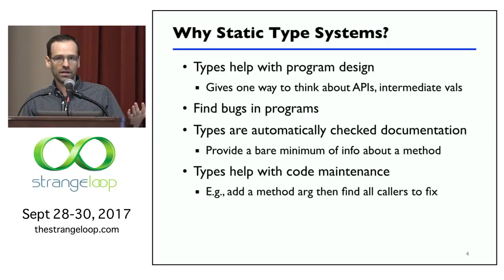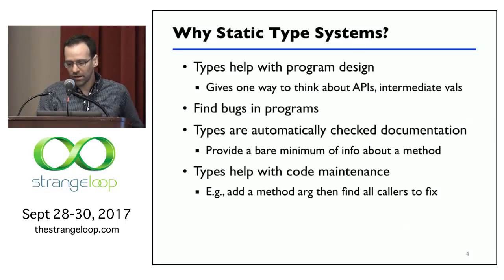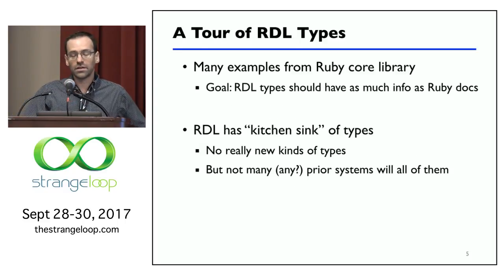And with types, because there's sort of one type per method annotation, it's a lot easier. All right, so let me show you some of the typing features that Ruby has, that RDL has, and explain why it has them. Most of these examples are from type annotations for the Ruby core library. And the goal of all this was to come up with a type system that matches the Ruby documentation and what Ruby programs do.